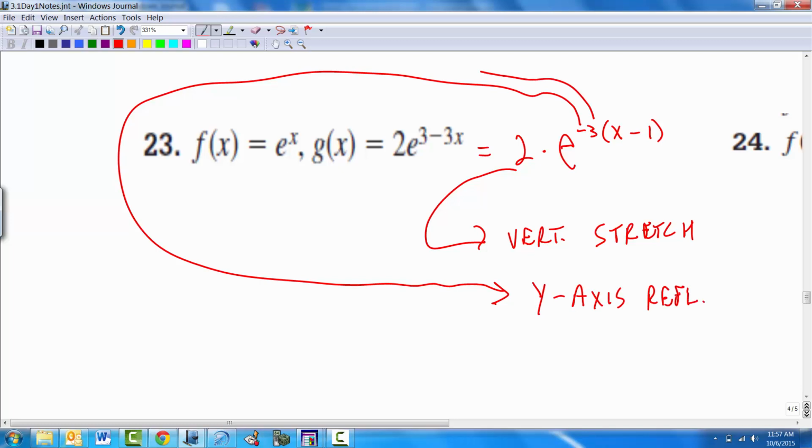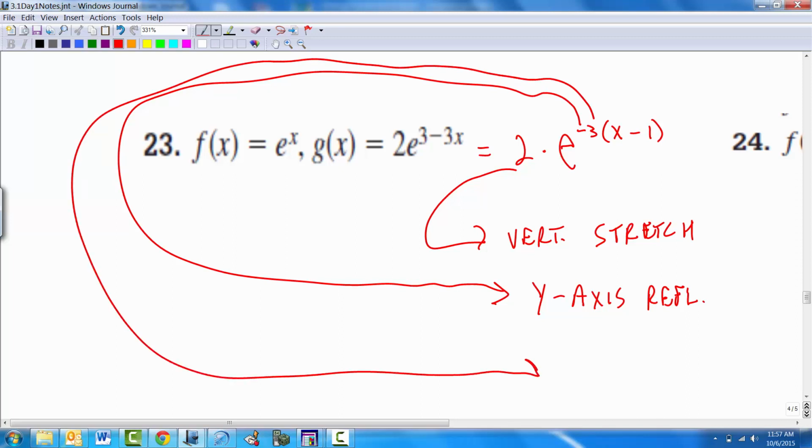Then, what does this 3 do? Hold the phone. Let's put it like this: y equals e to the 3x. Let's just analyze that. Which is e to the x over, anyone? 1/3. So what does that 3 do? Does it stretch or shrink? Oh, it's a horizontal shrink by a factor of 1/3.